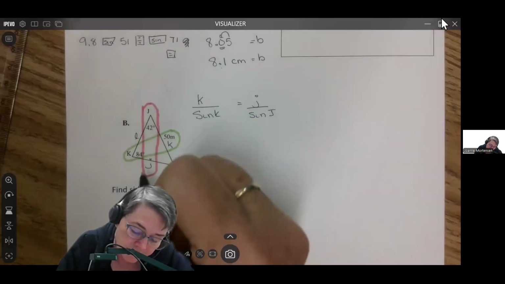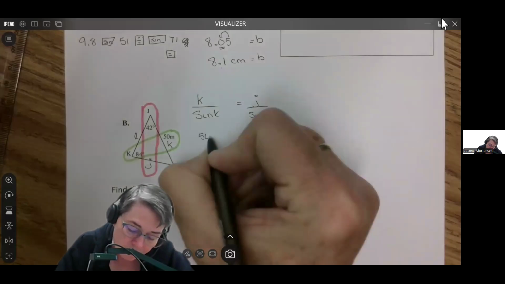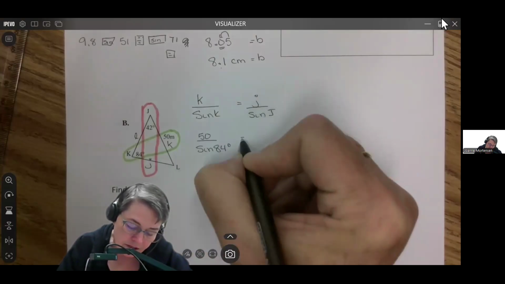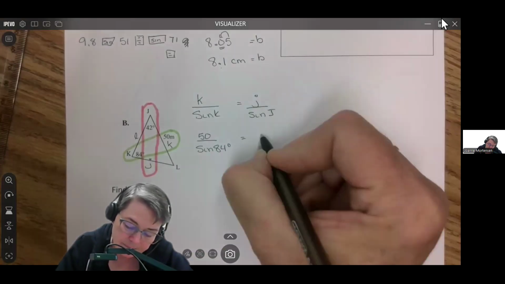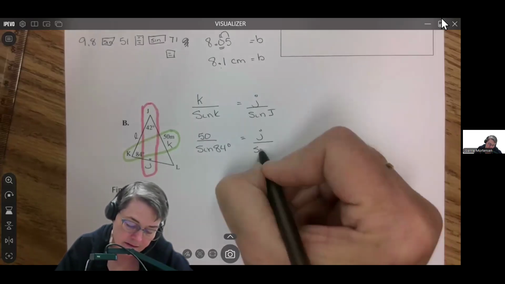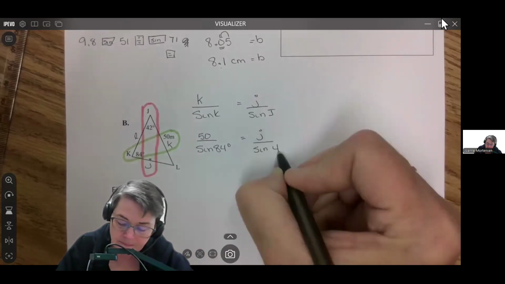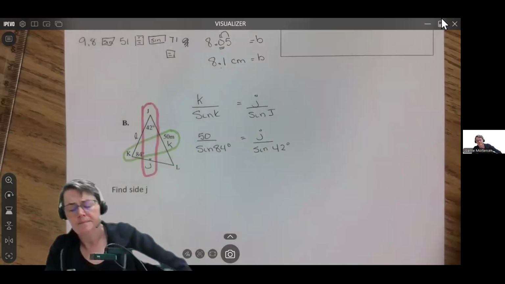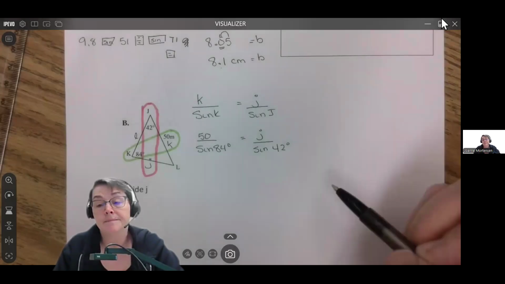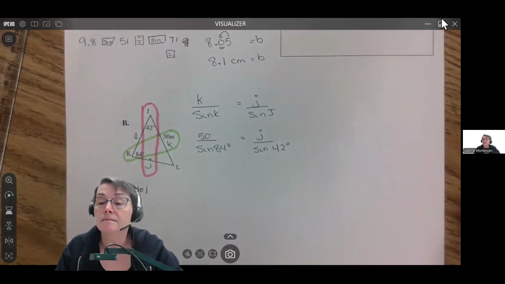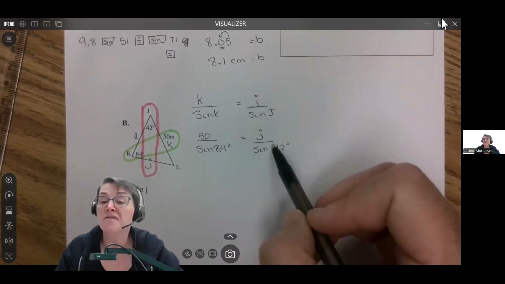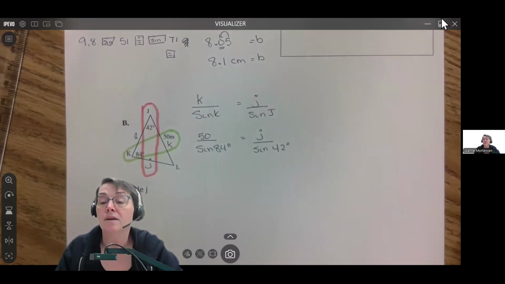K is 50 over sine 84 is equal to j, which is what I am looking for, over sine 42. And if you're thinking, hey, Joanne, is my unknown always going to sit in that corner right there? Pretty much. As long as you set it up the same way, like I do, this is my known, you're fine every single time and it'll work.